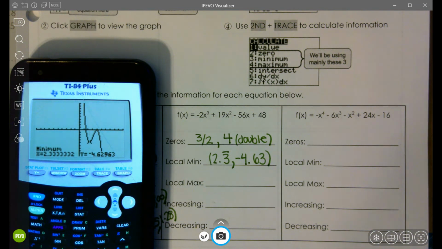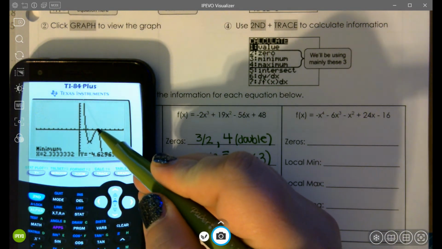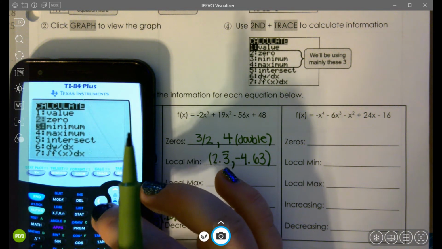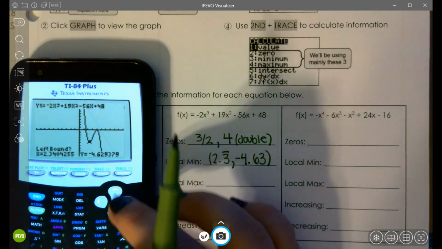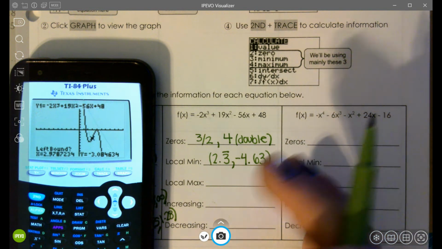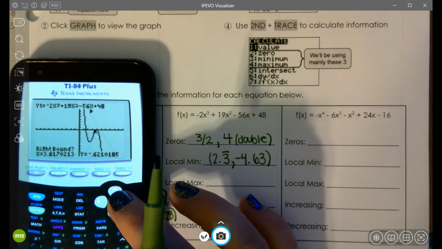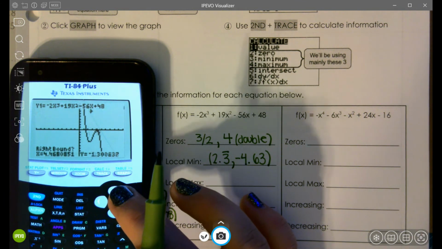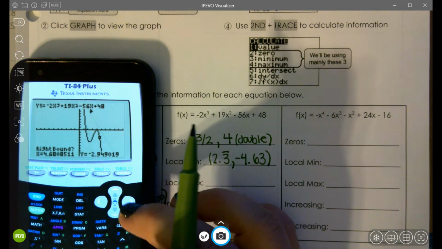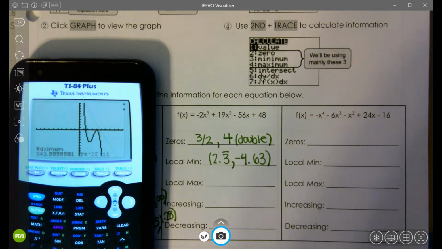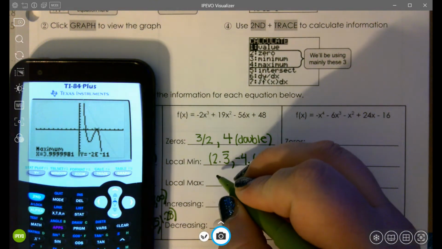Now I need to find the maximum, which is the top of the hill right here. Second trace, maximum. I'm to the left of it right now. And I'm going to go to the right until I get past that peak and my y values start going down again. It's going to tell me to guess. Don't worry about it. Just enter again. And it's 3.99999. That's 4, guys.